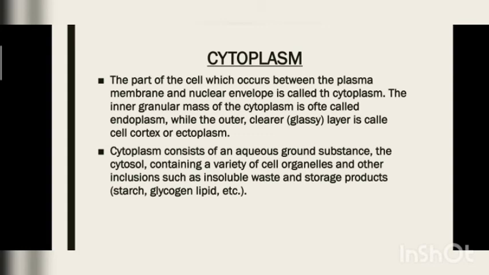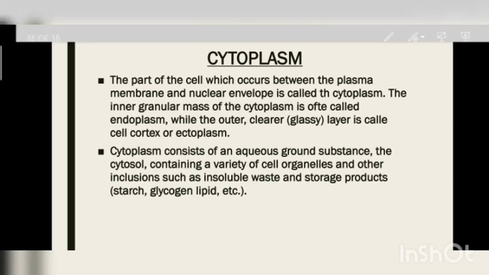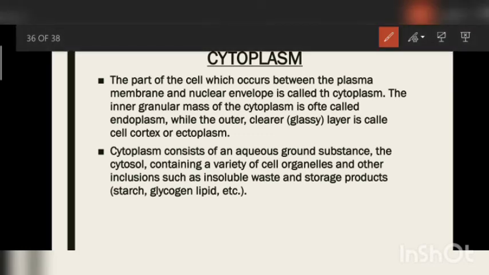cytoplasm. Fine. Now, what do you mean by cytoplasm? Here is the definition: the part which occurs between the plasma membrane and the nuclear envelope is called the cytoplasm. I told you in the last slides also, the space between the nucleus and the plasma membrane is called cytoplasm.